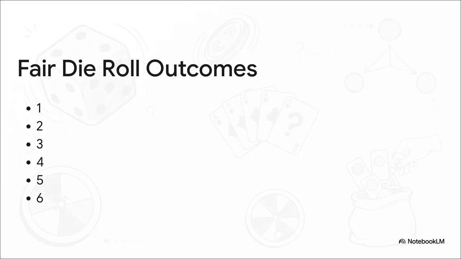Let's actually look at how this works in practice. The main thing here is identifying your sample space. Say we throw a standard fair die. Our total possible outcomes are just the numbers 1, 2, 3, 4, 5, and 6, right? So our denominator is 6.